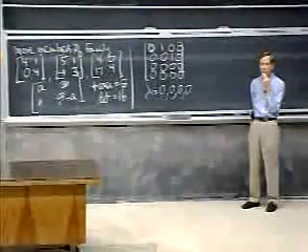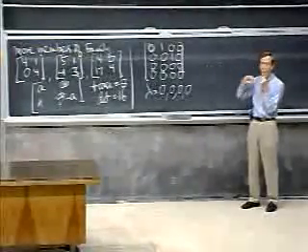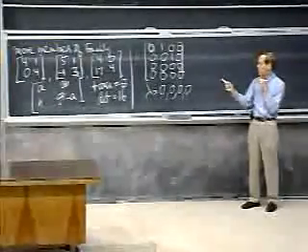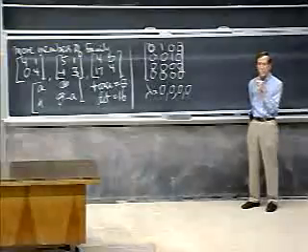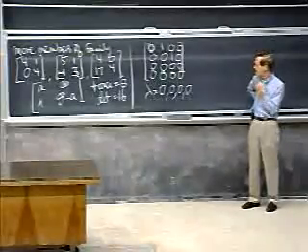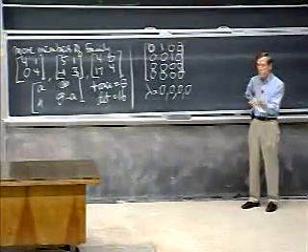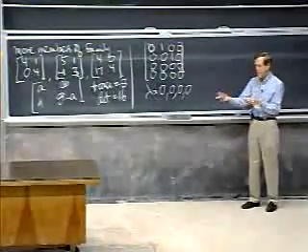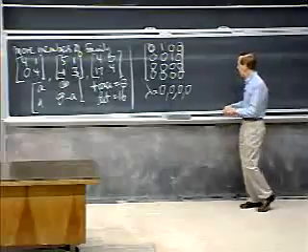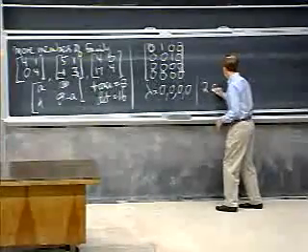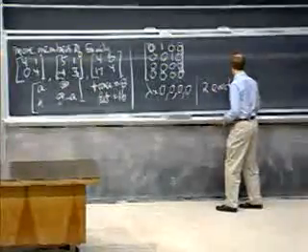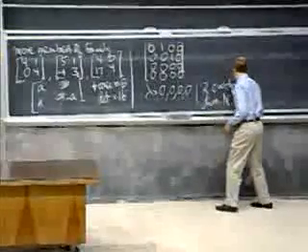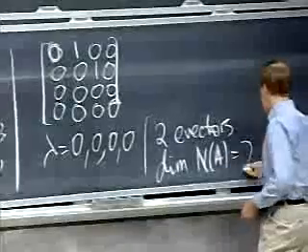Why? Because you ask, what's the rank of that matrix? The rank is obviously 2. The number of independent rows is 2. The number of independent columns is 2. So the dimension of the null space is 4 minus 2. So it's got 2 independent eigenvectors. The dimension of the null space is 2.